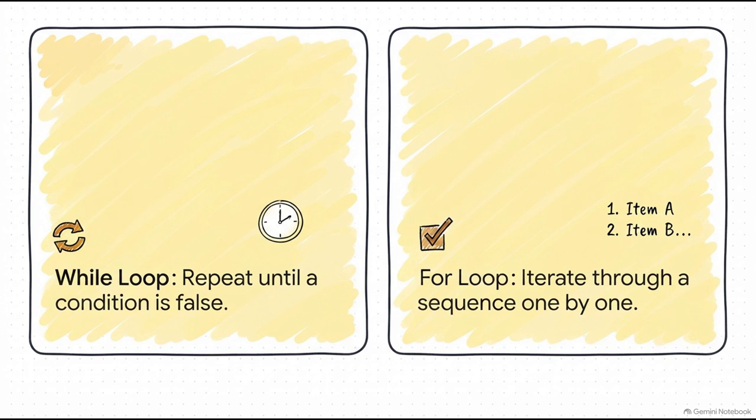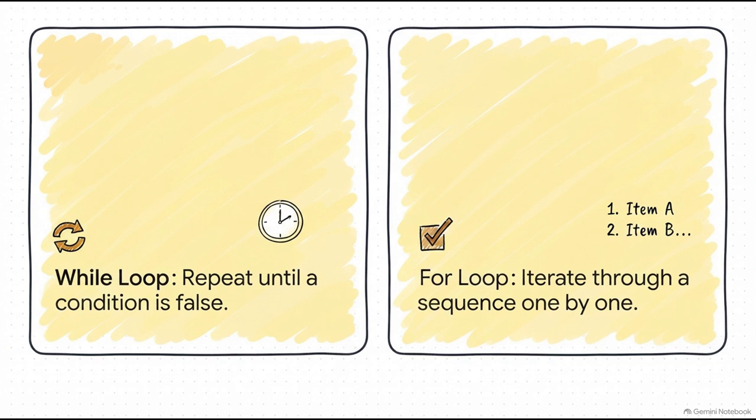Now, how we handle repetition is absolutely vital for automation. Let's say there's a guy named Jake who wants to print his name 10 times. Manually typing that out is super tedious, right? Well, loops do that heavy lifting for us. We've got two main types here. A while loop basically says, hey, keep repeating this block of code while a certain condition remains true. That is perfect for when you don't know exactly how many iterations you're going to need. Contrast that with a for loop, which iterates through a known sequence one by one.